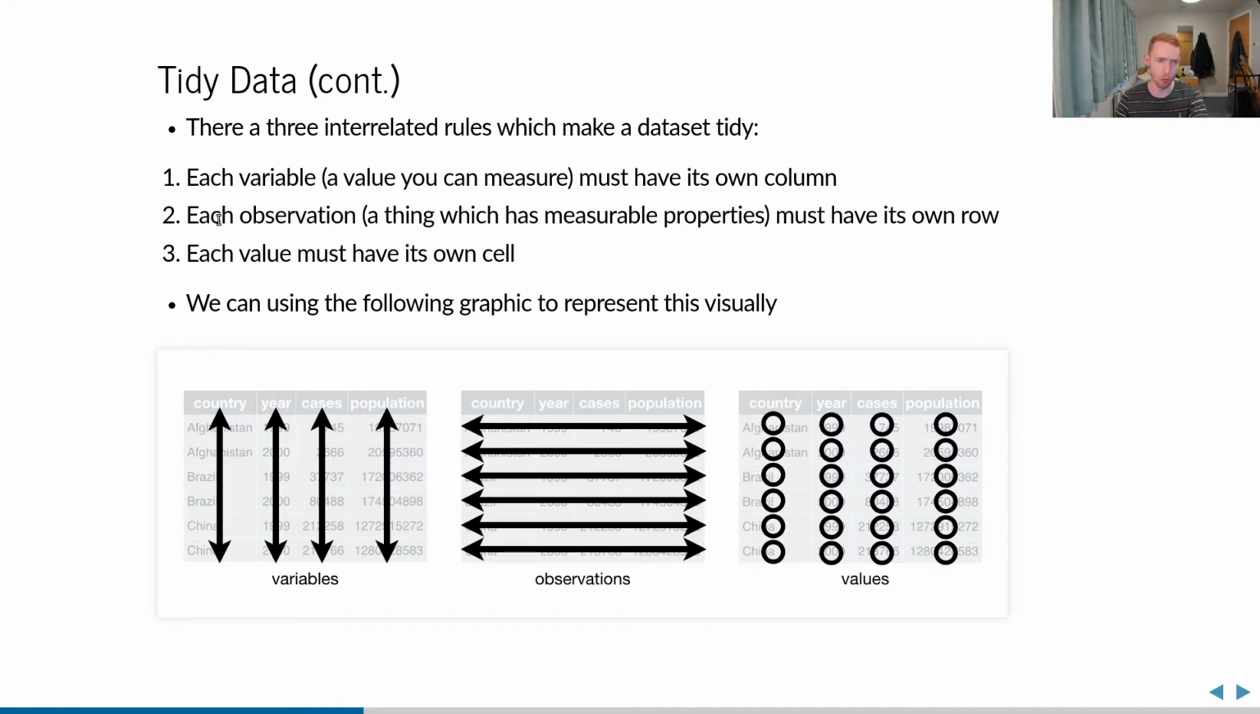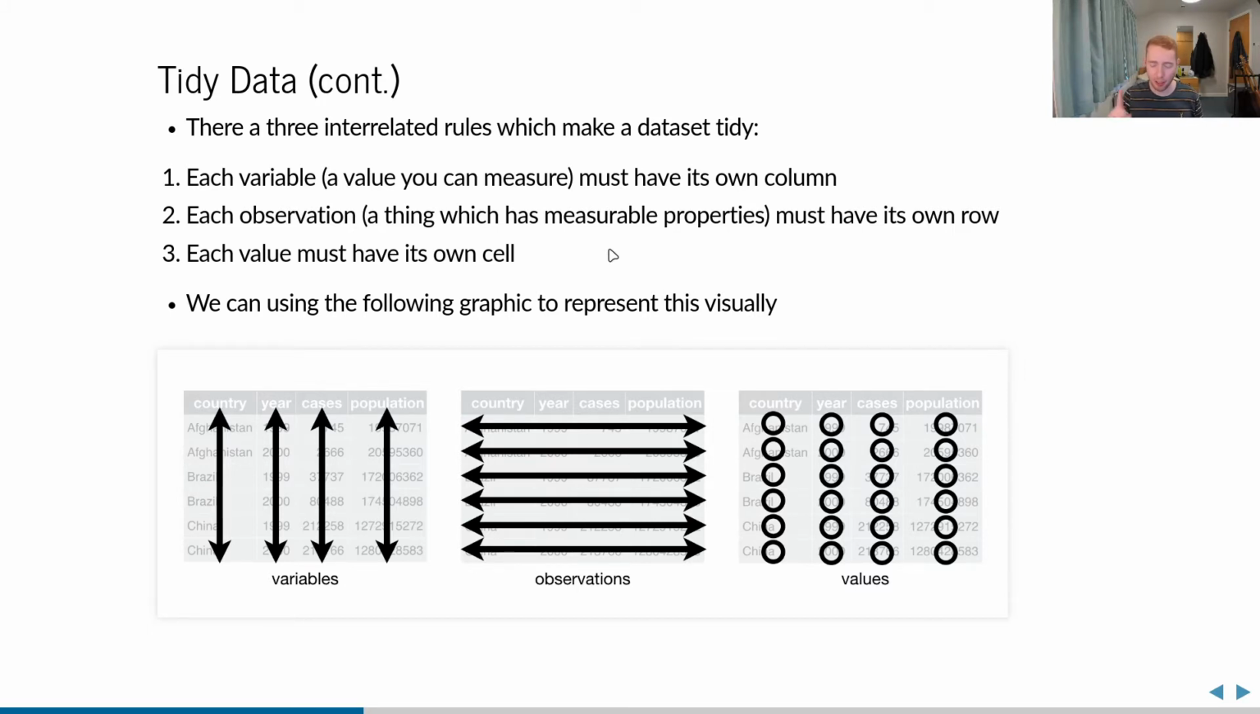Actually, let's do this in the other order. This is the order that Hadley Wickham defined them, but I think starting with number 2 makes more sense. So each observation must have its own row. And so an observation is a thing that we can measure things about. So it's just something in the world which has measurable properties. And so in this case, something we can measure something about is a country in a certain year. And the things we can measure about it are the number of cases and the population.